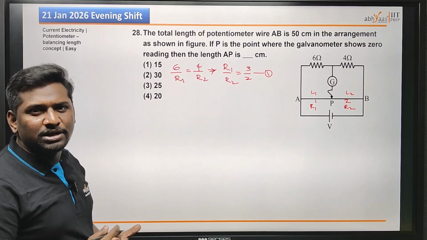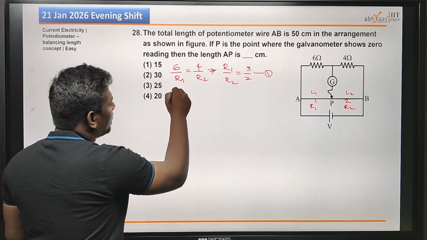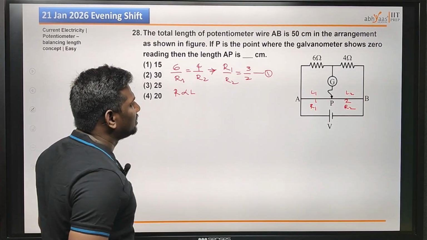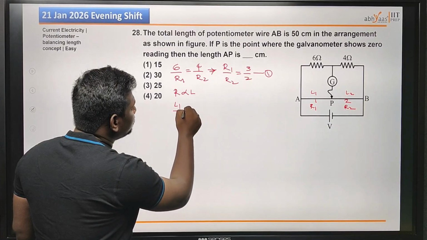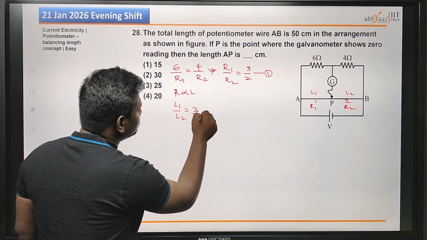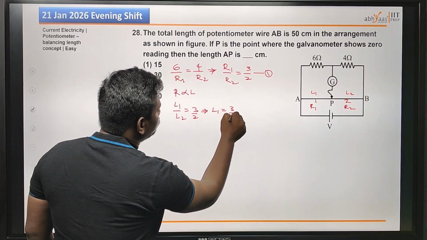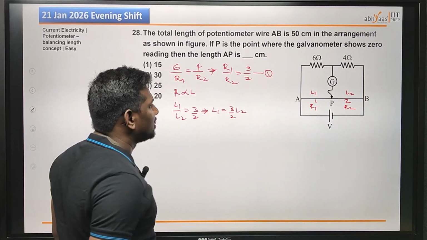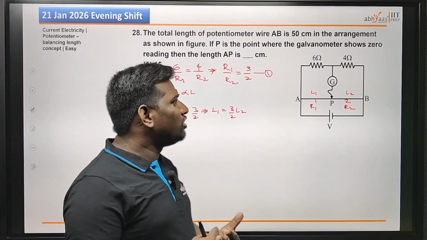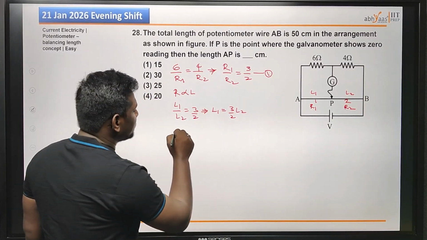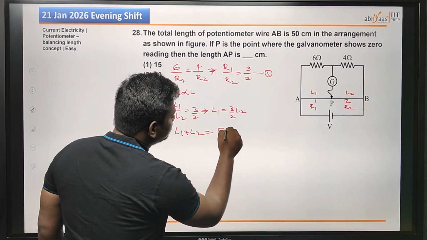We know that resistance is directly proportional to length. So R is directly proportional to L. So you can write L1 by L2 equals 3 by 2. So if you want to find L1, it is 3 by 2 times L2. From the question, we know that L1 plus L2 equals 50 centimeters. So I am taking L1 plus L2 equals 50 centimeters.